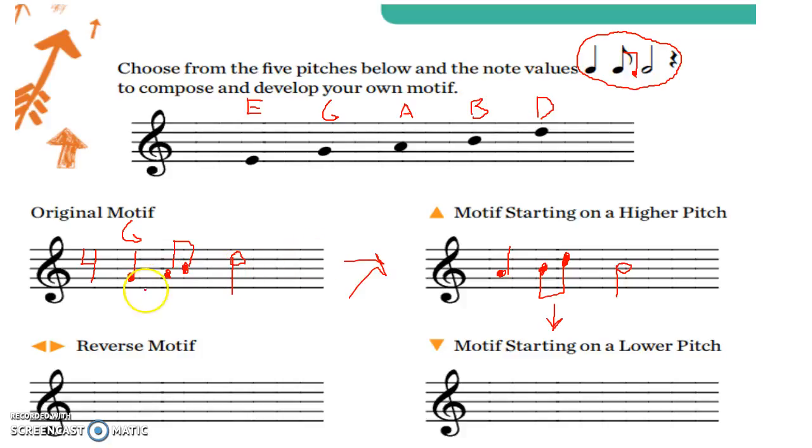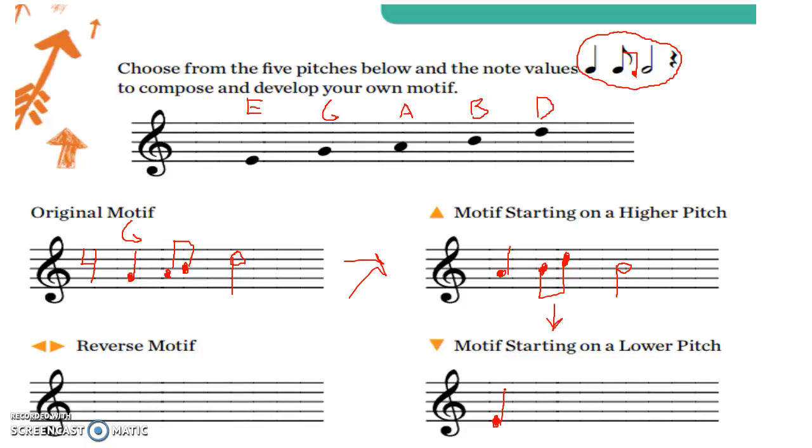So if we look back to my original, I started on G. What note is lower than G? Oh, E is lower than G. So I guess I have to start this one on an E. Now what about if you started your original on an E? I would say just keep it an E. Make all the other notes lower, right? Something that might happen to you.